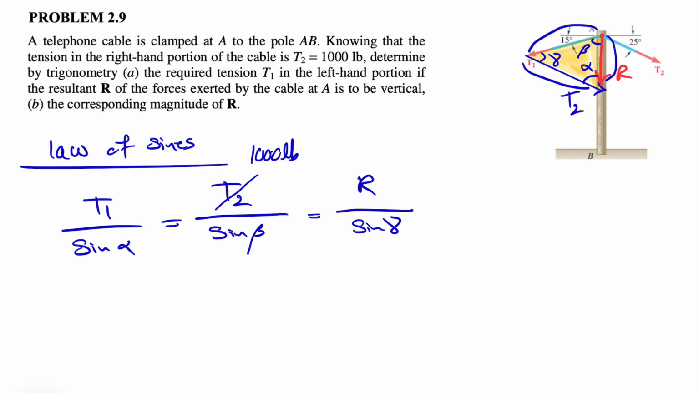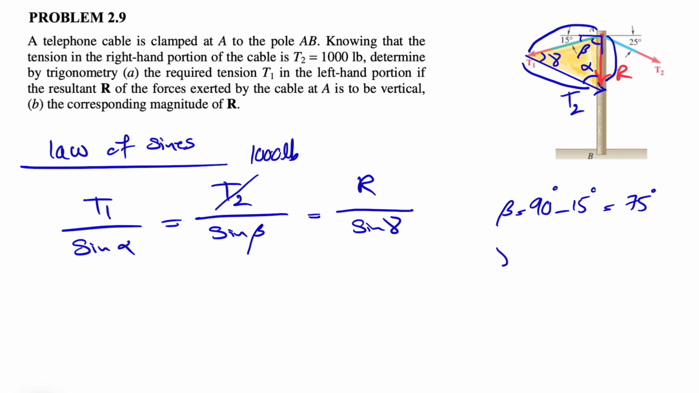Let's see if we can find these angles. Finding beta is pretty easy because we have this right angle, and this part is 15. So beta is 90 minus 15 degrees, which is 75 degrees. So we found one. If we can figure out another one, we should be able to find the last one because we know the sum of all the angles in a triangle has to be 180 degrees.